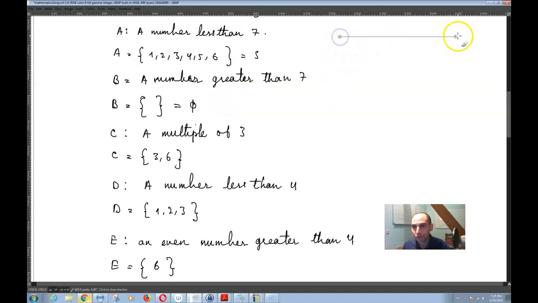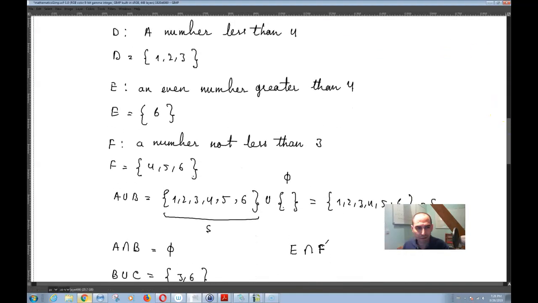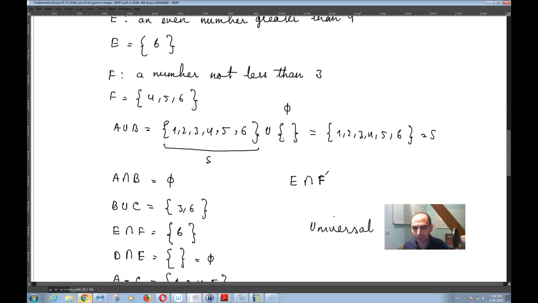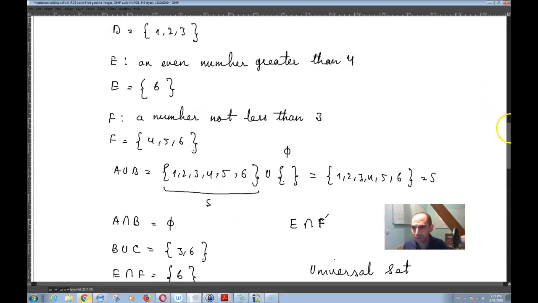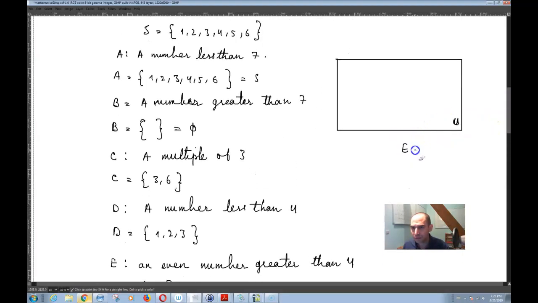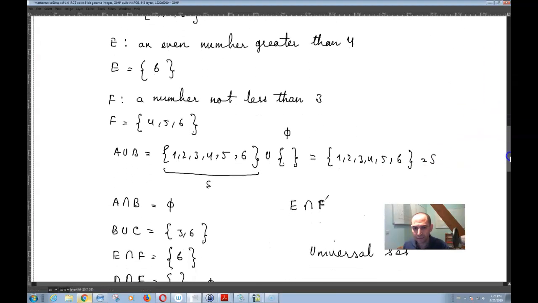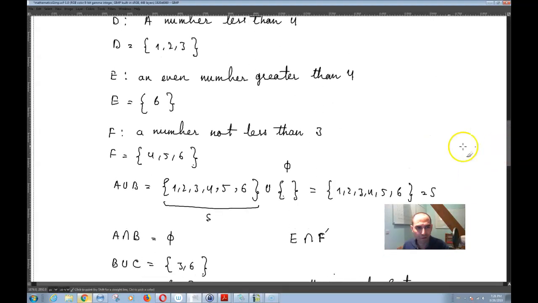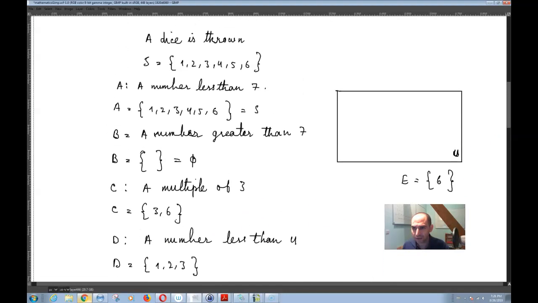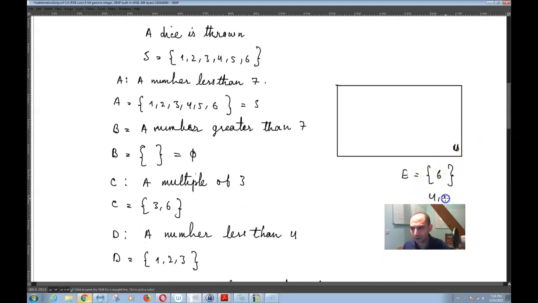Now, my universal set over here would be U, and let's say there is a set E over here which just has a 6 in it, and there is also a set F in here which is 4, 5 and 6.